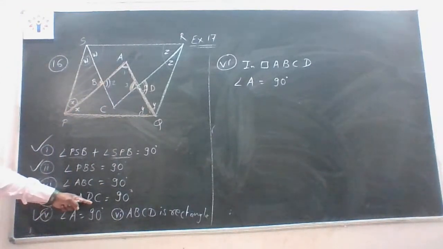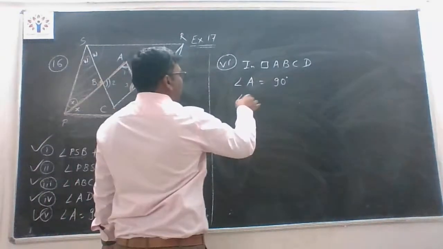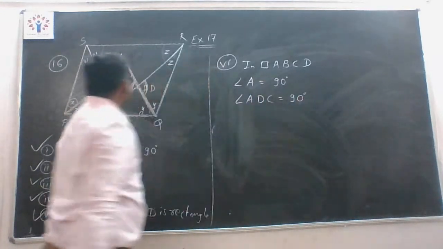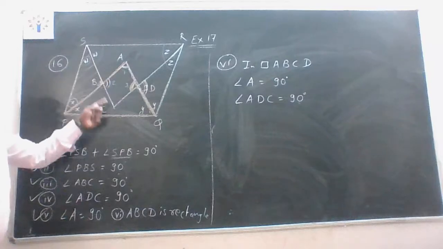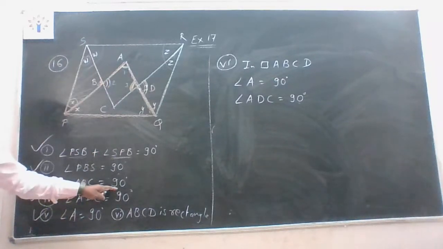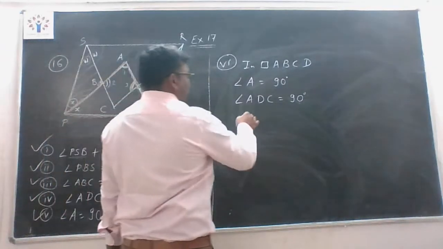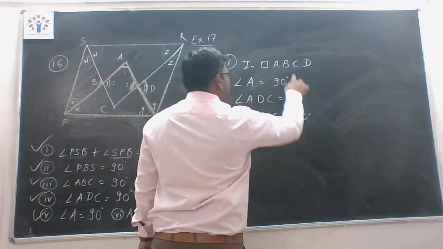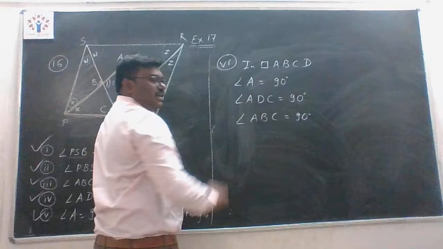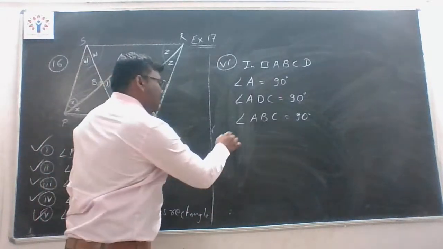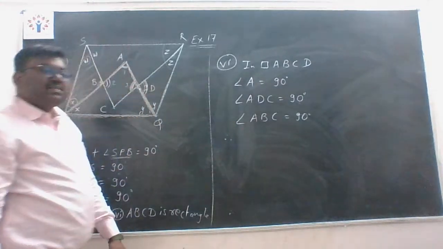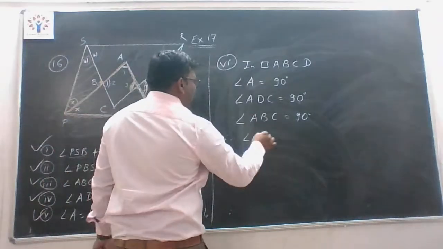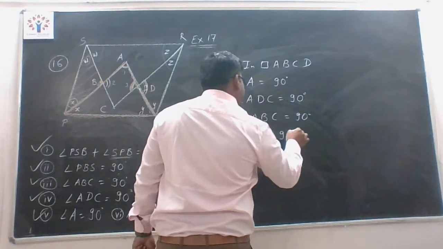Also, we know that angle ABC is 90 degrees. It means in this quadrilateral, three angles are of 90 degrees. Therefore, we can say that the fourth angle, which is angle C, is also 90 degrees.